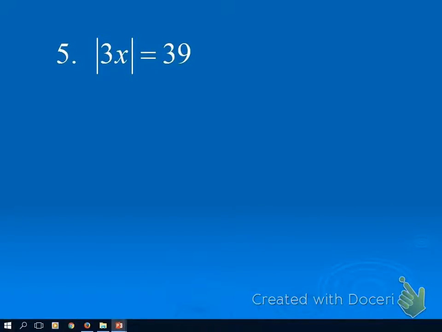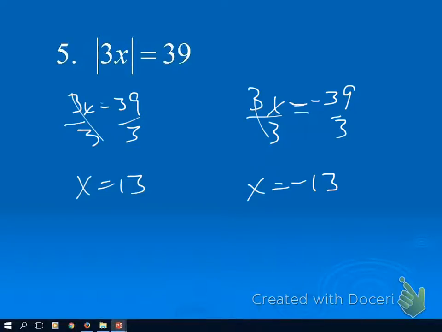Try this one. See what you come up with. Stop the video, then start it back up and see how you did. Did you get this? X is 13, x is negative 13. Okay?